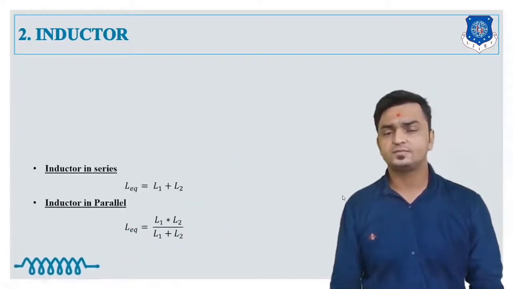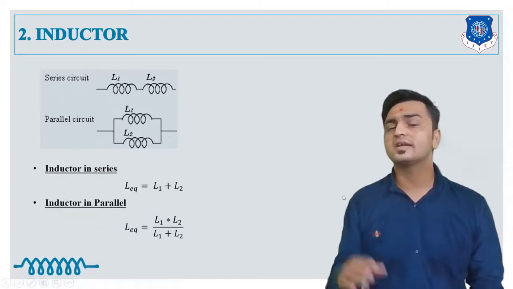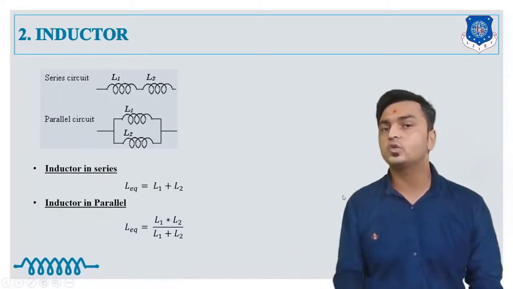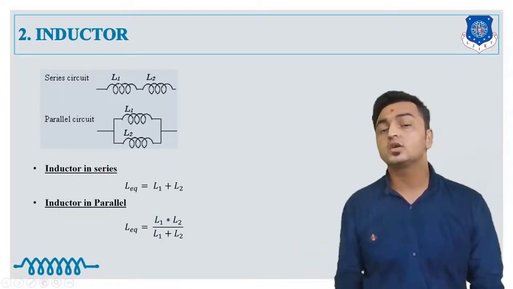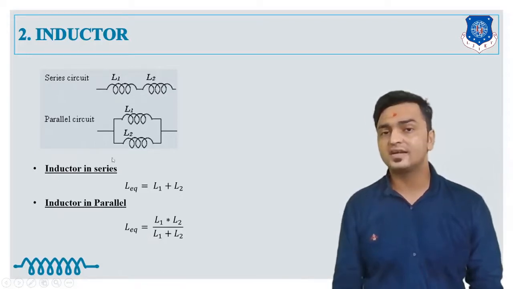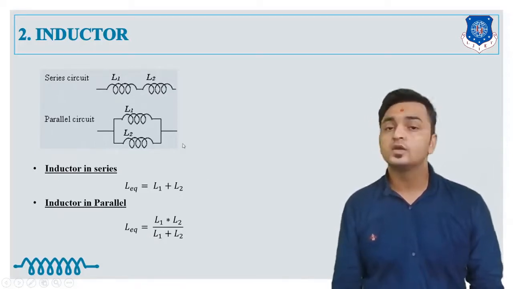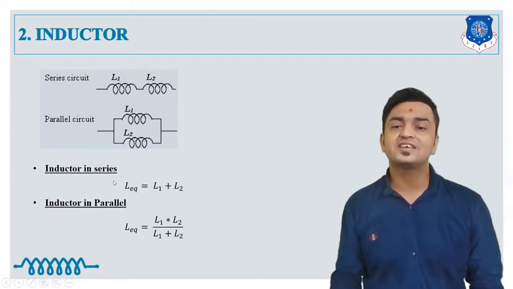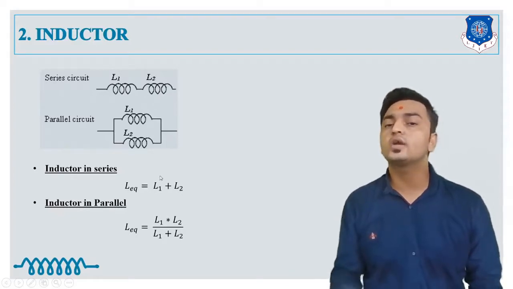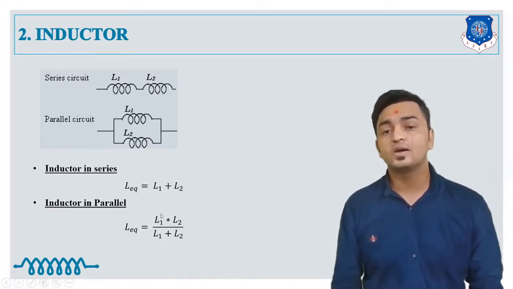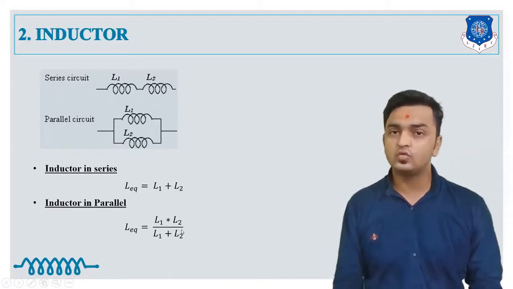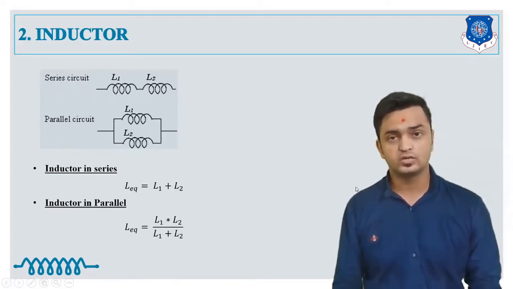Now next, inductors in series and parallel connection, and how to find the total inductance. Here two inductors L1 and L2 are in series, and next L1 and L2 are in parallel. If both are in series connection, we can find the equivalent inductance by L1 plus L2, and when both inductors are in parallel, we can define its value by L1 into L2 divided by L1 plus L2.